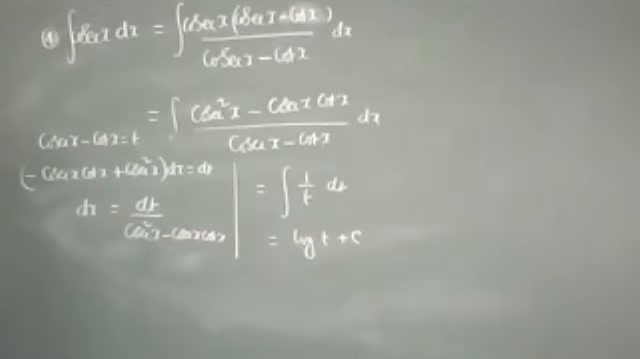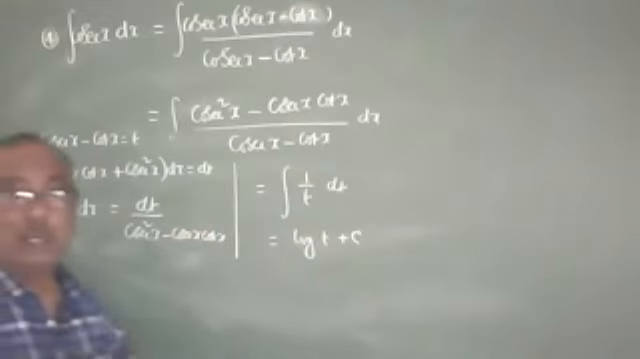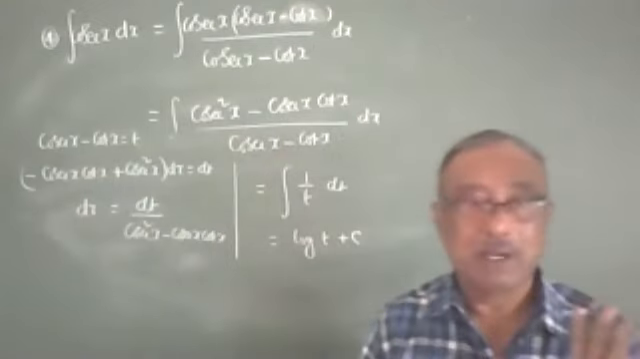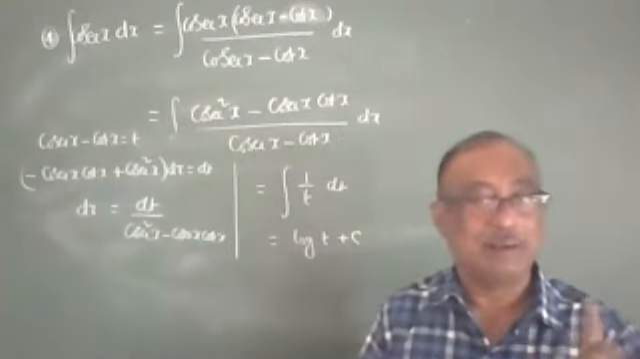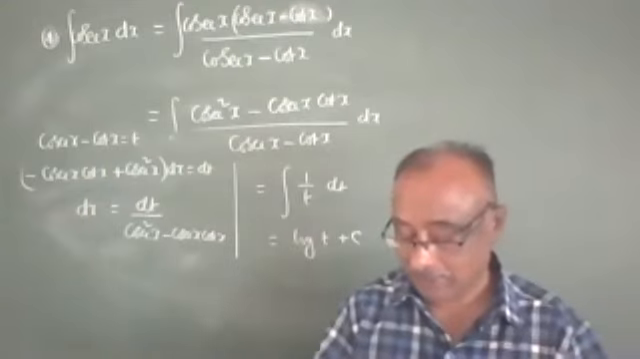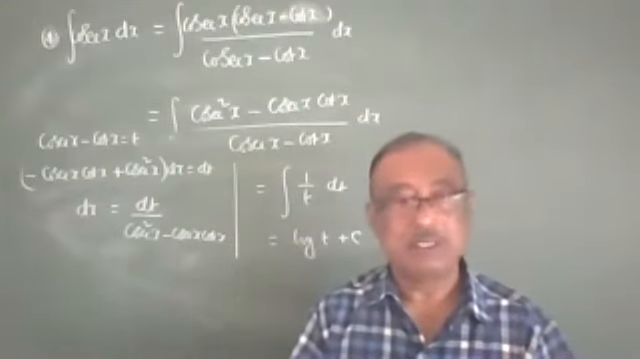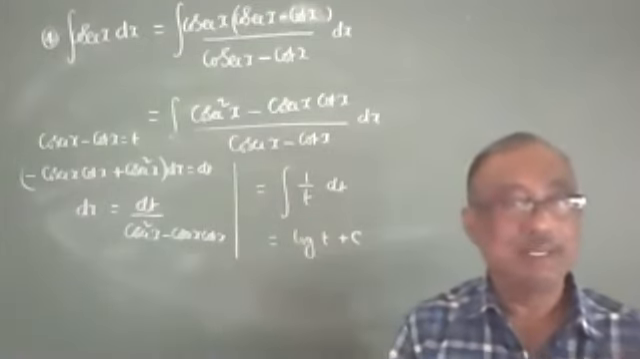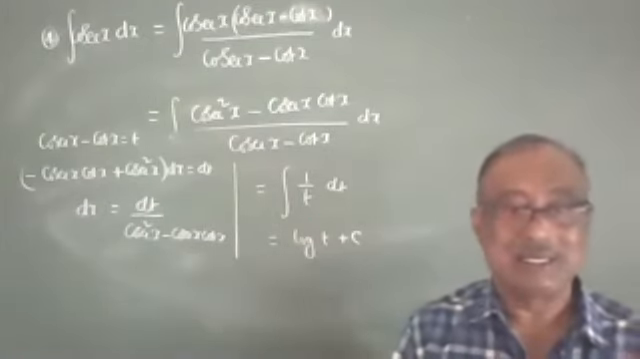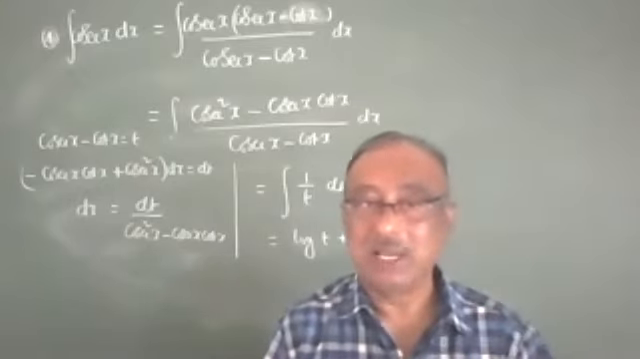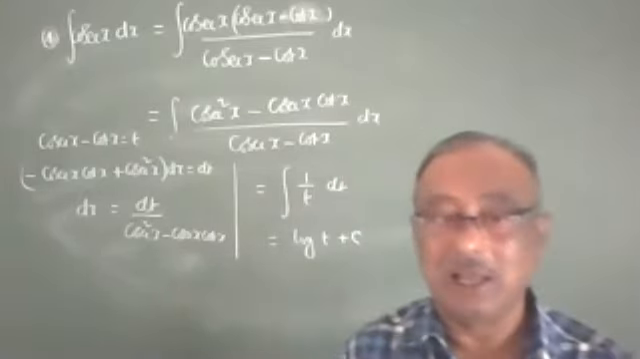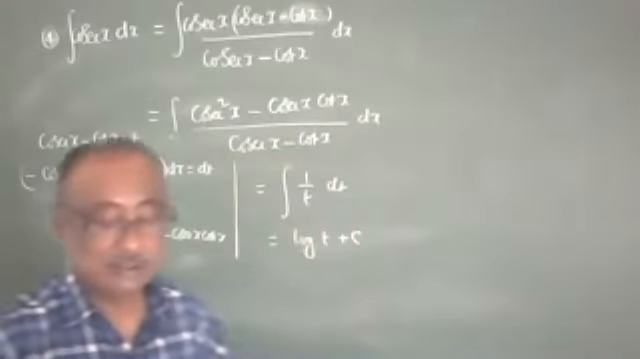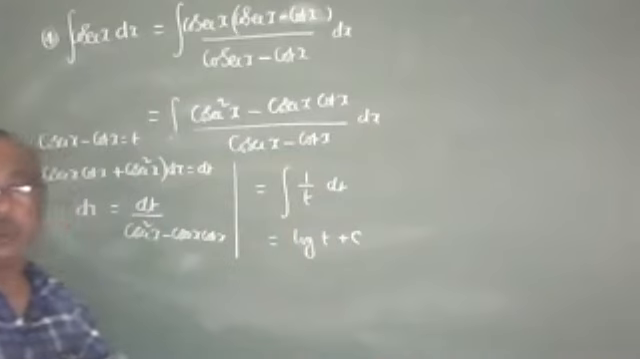Now by the substitution method we prepared the four formulas. The tan x formula is log of secant x plus c. The cot x formula is log sin x plus c. The secant x formula is log of secant x plus tan x plus c. The cosecant x formula is log of cosecant x minus cot x plus c. Okay? Right.